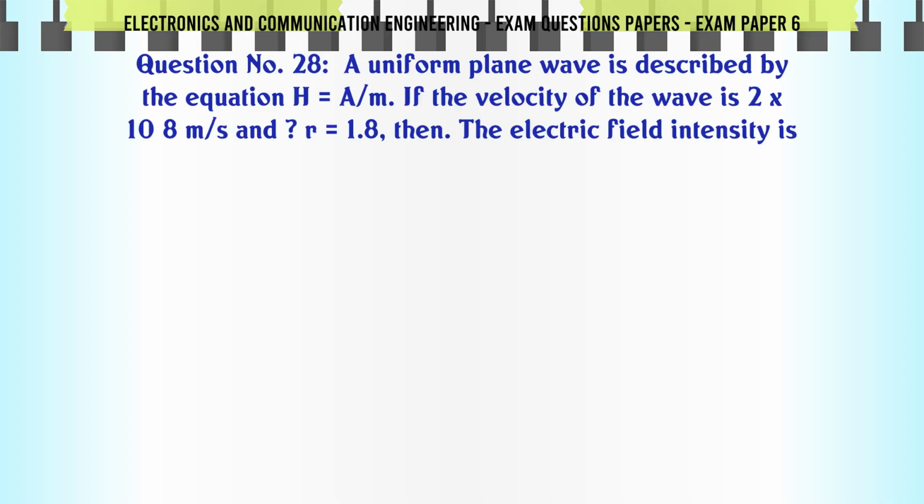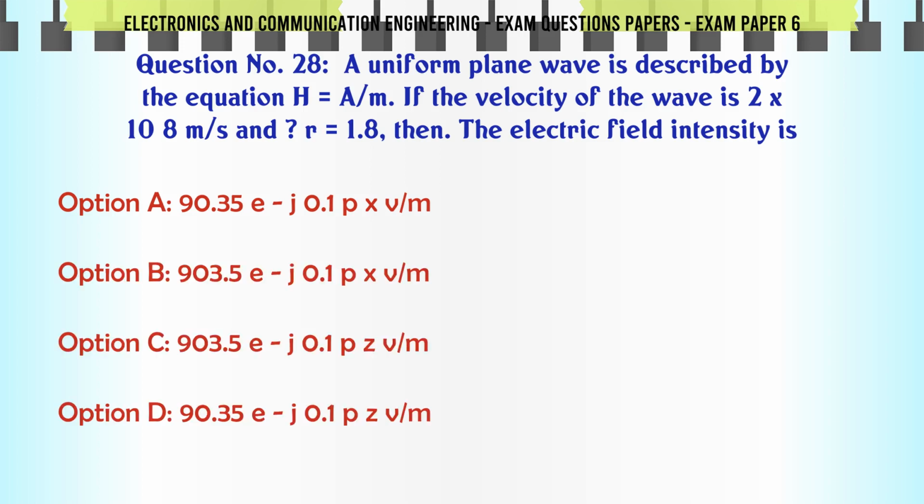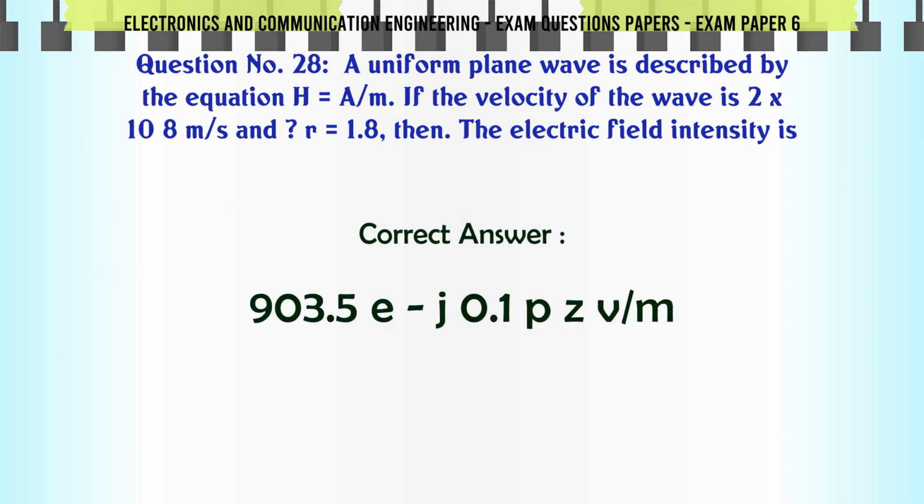A uniform plane wave is described by the given equation. If the velocity of the wave is 2 x 10^8 m/s and εr = 1.8, then the electric field intensity is A) 90.35 e^(j0.1πx) V/m, B) 903.5 e^(j0.1πx) V/m, C) 903.5 e^(j0.1πz) V/m, D) 90.35 e^(j0.1πz) V/m. The correct answer is 903.5 e^(j0.1πz) V/m.